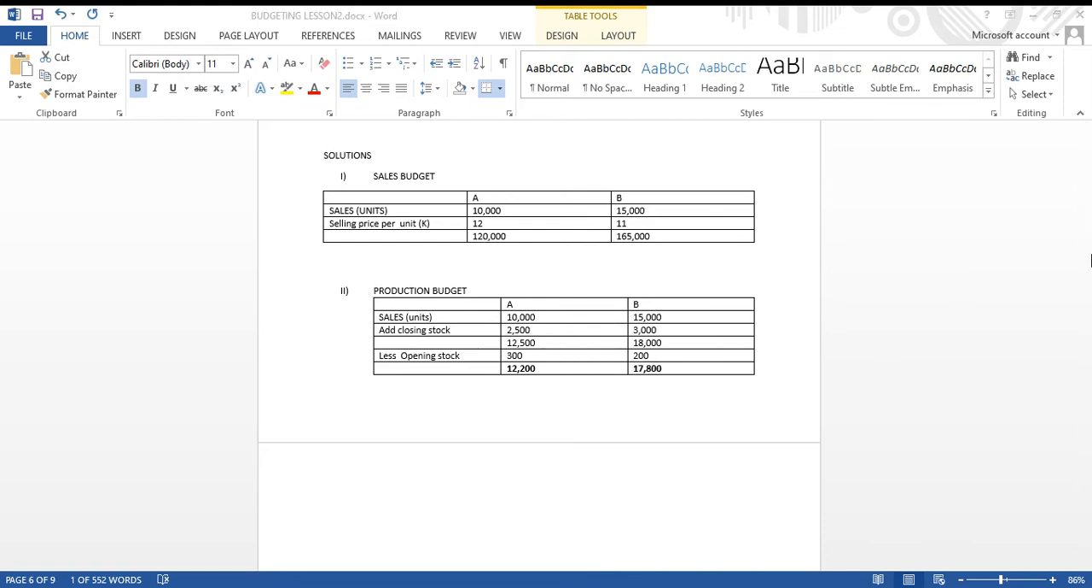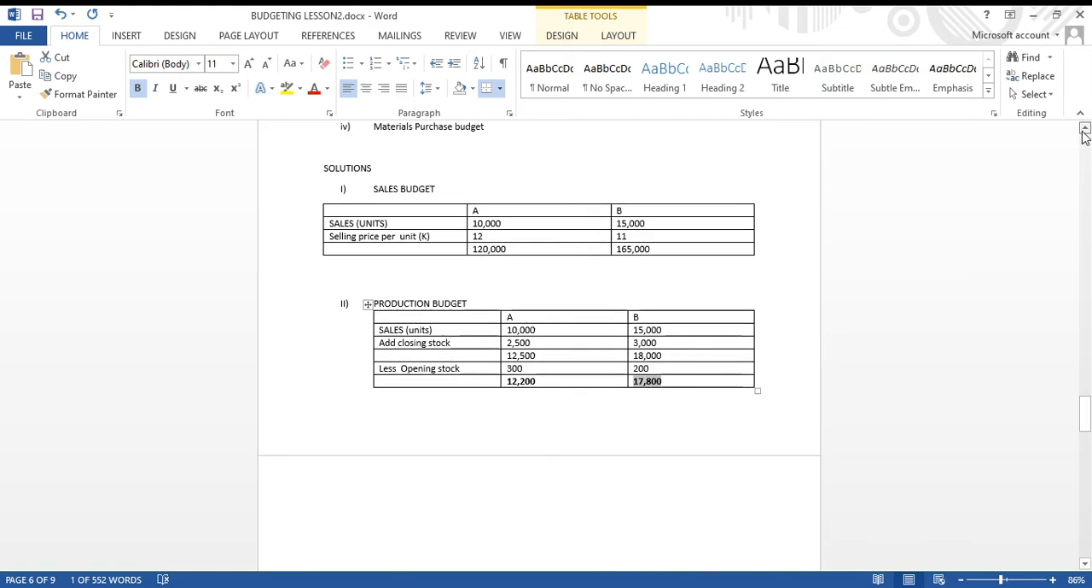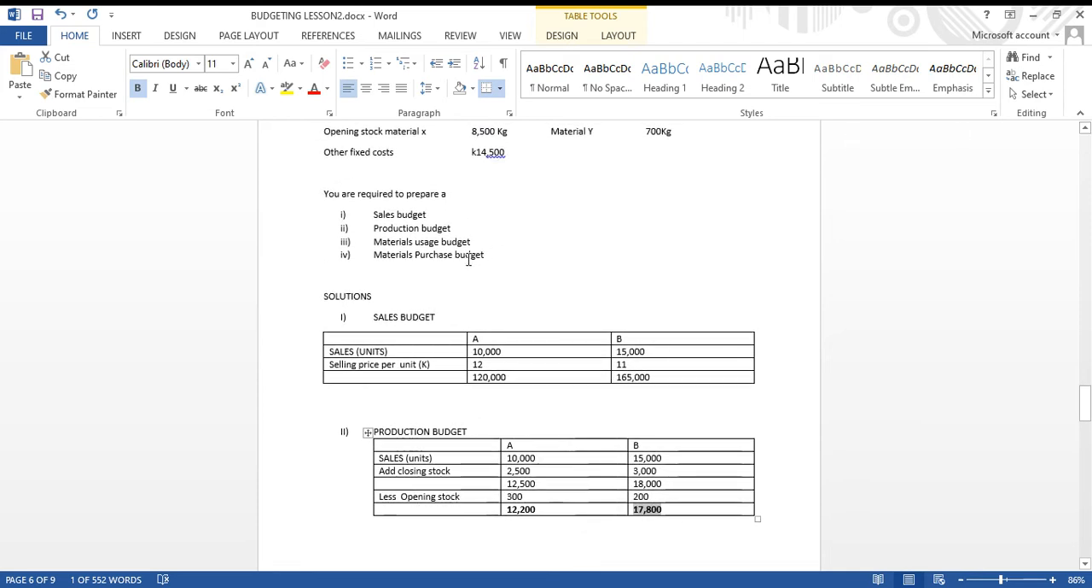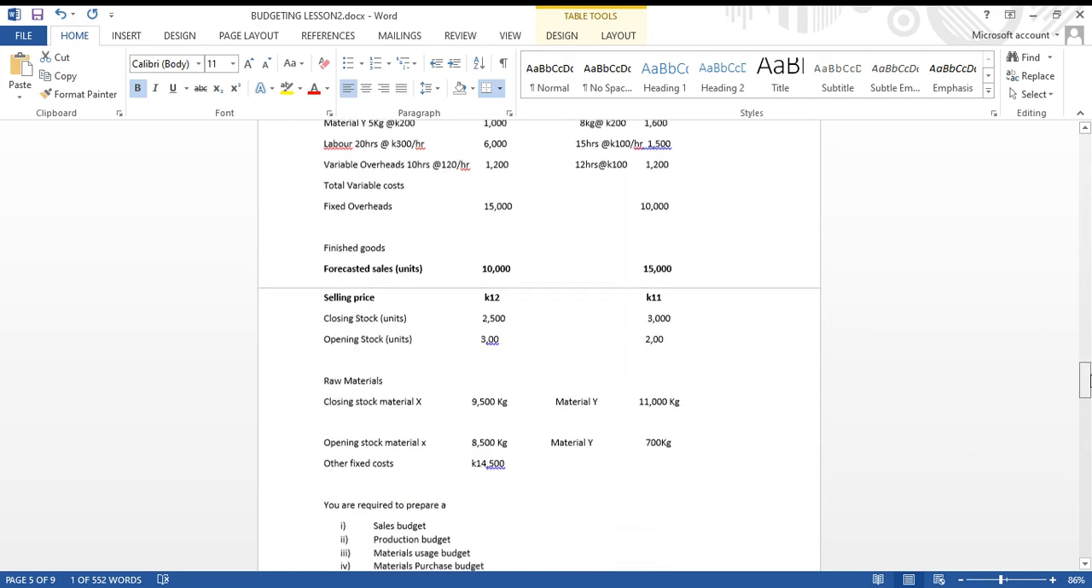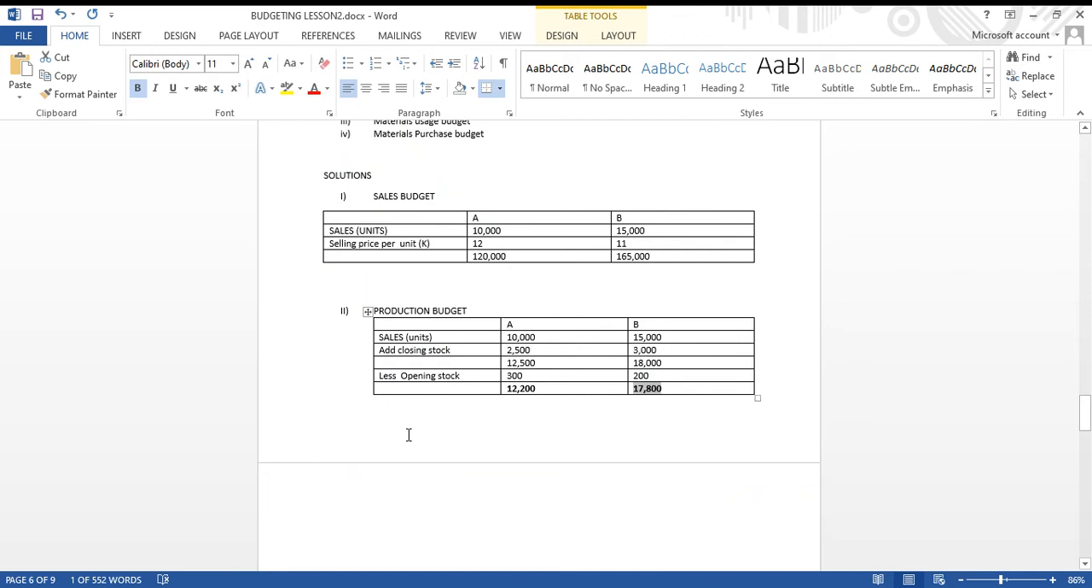We can now go to the next part of the question. Materials usage budget. These products that we're making, they're using certain materials, material X and material Y. So we have to find out how much material we're going to use. So we're also going to make another table here. Materials usage budget.